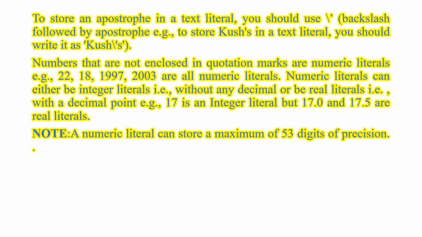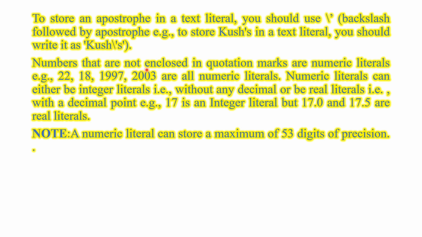To store an apostrophe in a text literal, you should use a backslash followed by the apostrophe. For example, to store Khush's, which has an apostrophe in it, in a text literal you should write it with a backslash before the apostrophe. So this backslash is for the apostrophe, and the whole thing we are including in single inverted commas.